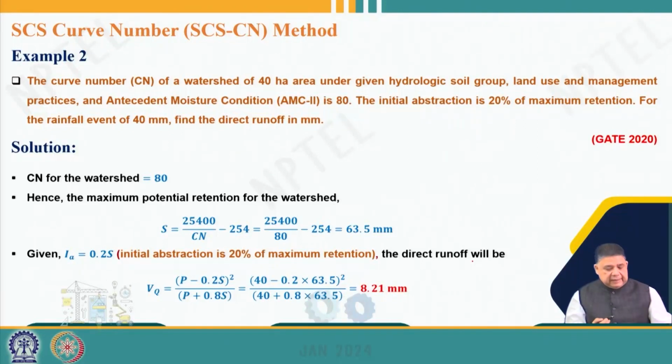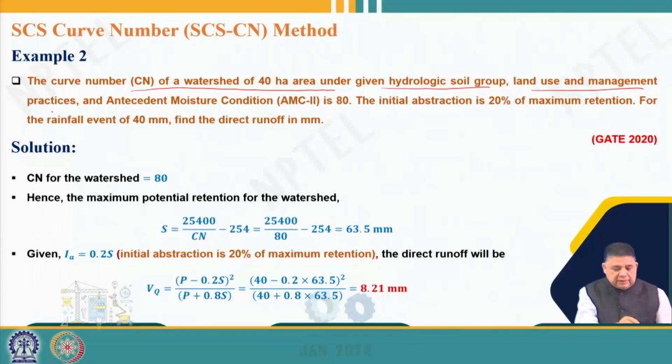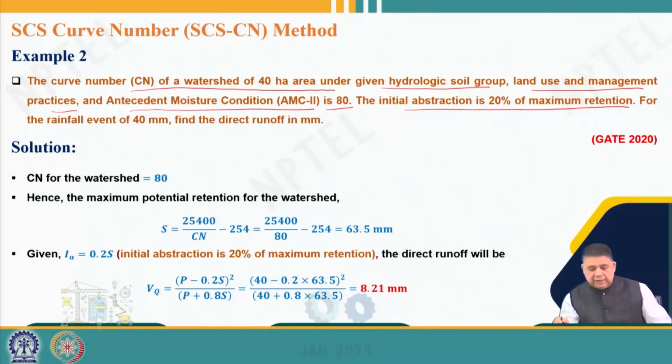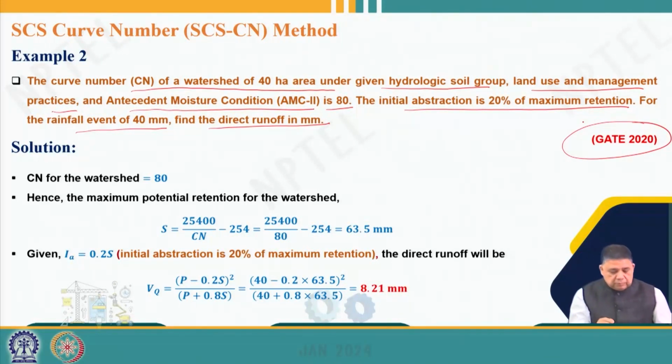We will quickly take another example. The curve number of a watershed of 40 hectares area under given hydrological soil group, land use and management practices, and anticipated moisture condition 2 is 80. The initial abstraction is 20% of maximum retention. For the rainfall event of 40 mm, find the direct runoff in millimeters, and this question has been taken from GATE 2020. So already we have been given the curve number.